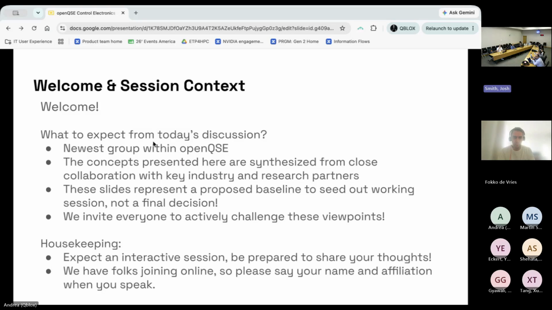So what do we expect from today's session? We are in the newest working group within openQSE. The concepts and ideas that we're going to show here today are based on discussions that we had with some of the people. We realized that there was a need to have this common language between the hardware and control electronics. They are just a seed to the discussion, nothing is set in stone. So please make the session as interactive as possible.